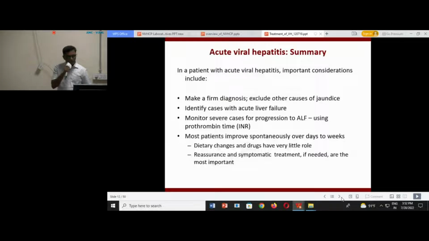So, this is a summary of acute viral hepatitis. First, make a firm diagnosis, identify the cause, and then watch for the progression of the disease by using prothrombin time, which is very important. The rest of the management is only symptomatic.